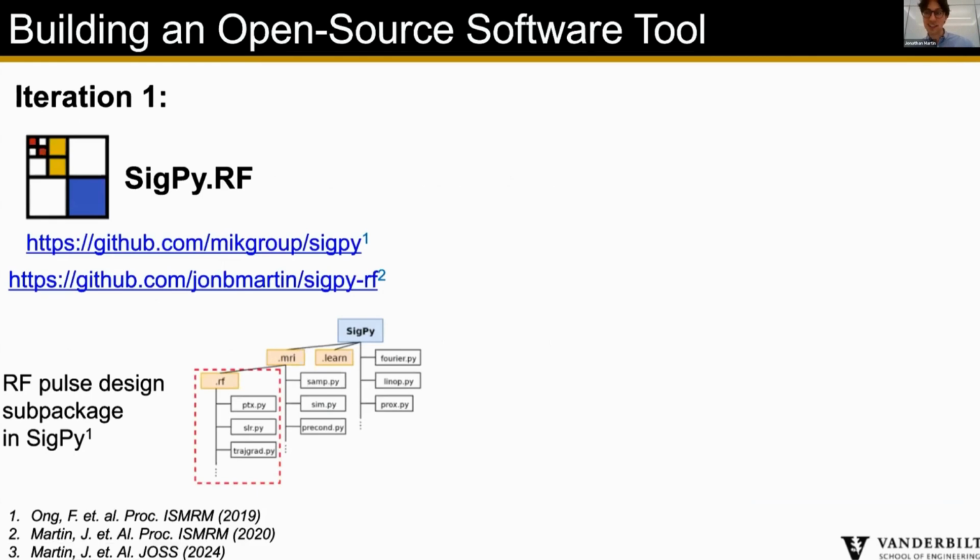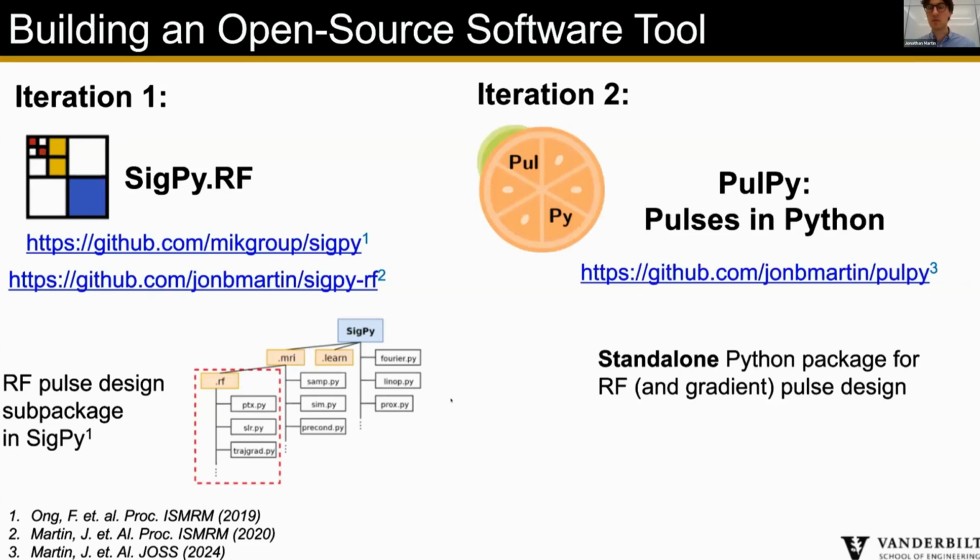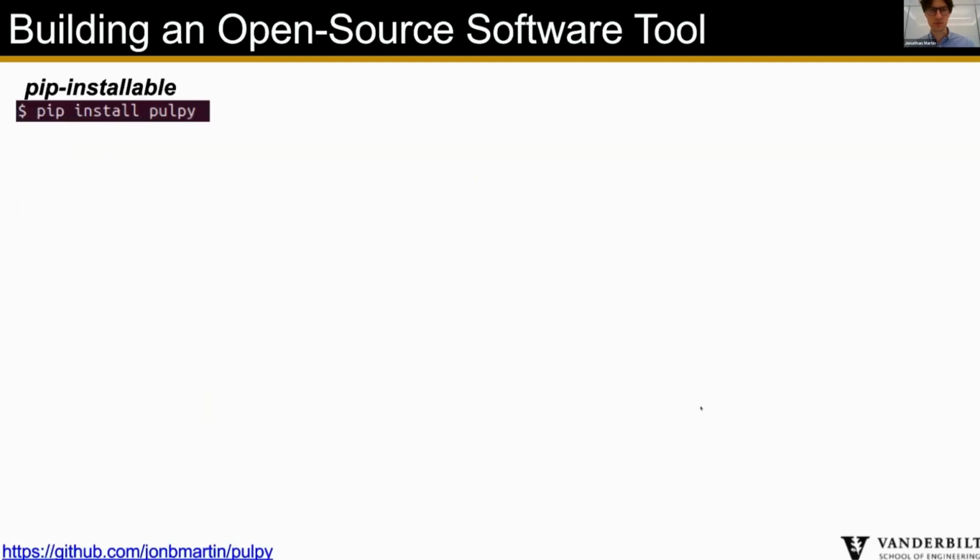So this is a second iteration on a project that we've been working on for a bit. We started working as a part of the SigPy project, which was a Python package for signal processing and later reconstruction. And we implemented all of these RF design tools as a sub-package in SigPy to be able to take advantage of a lot of its nice computational capabilities. So this is a more mature second iteration where we're doing a standalone Python package that can be downloaded with the RF and gradient pulse design tools.